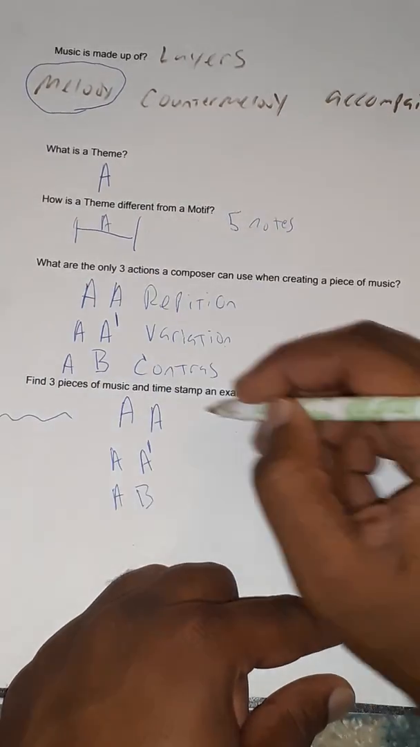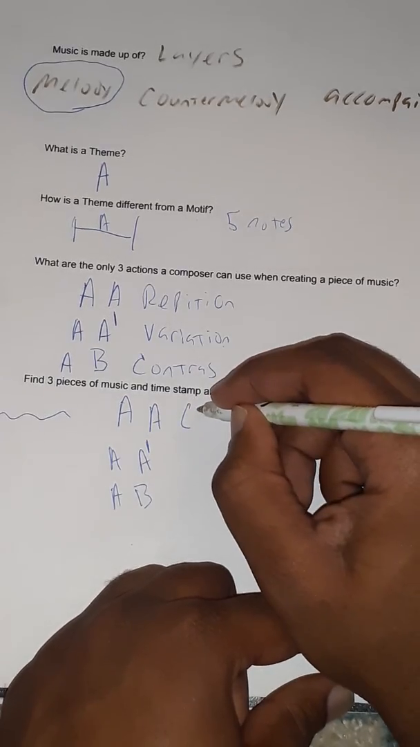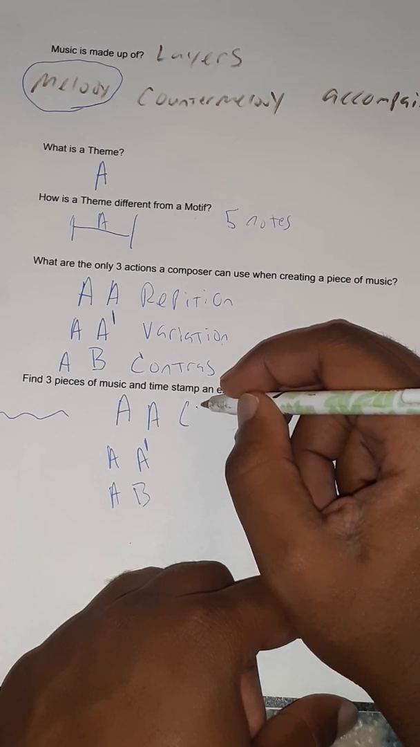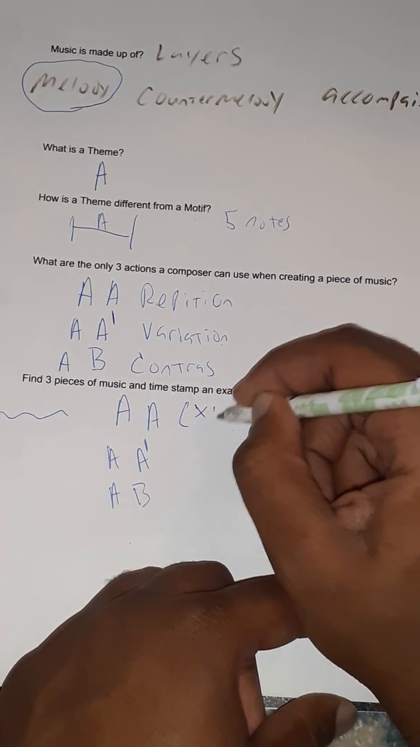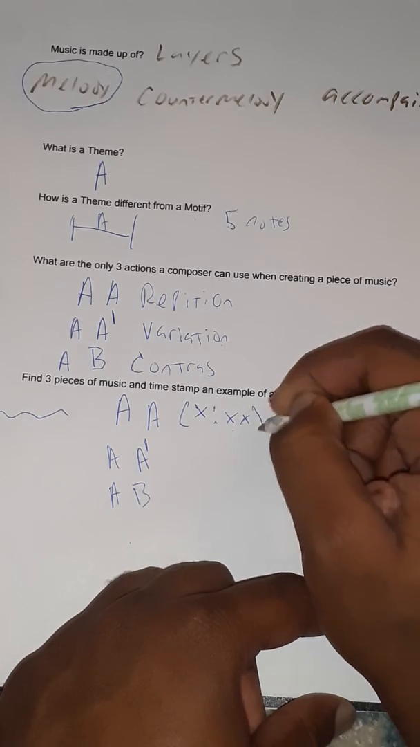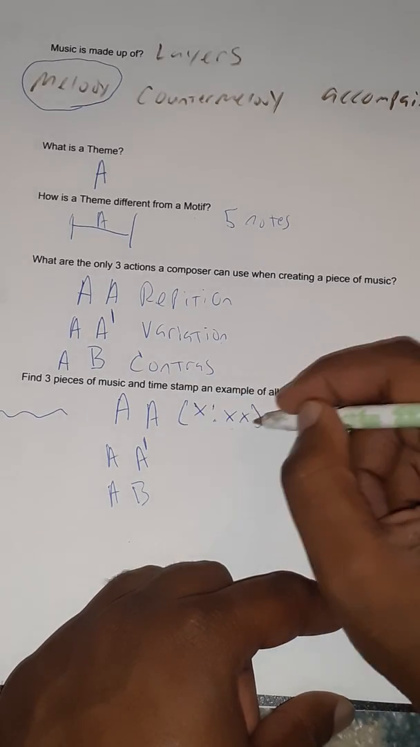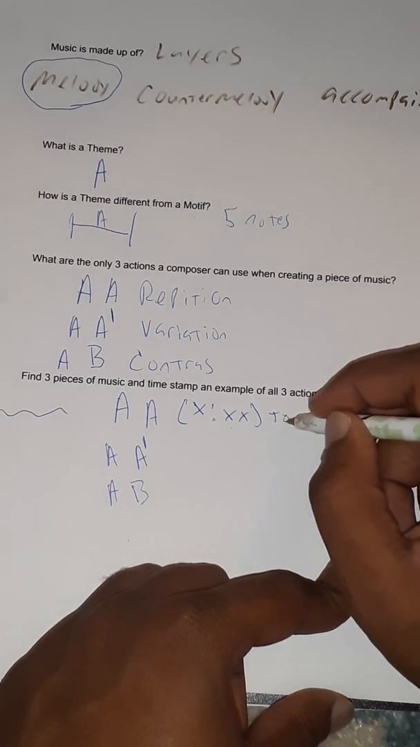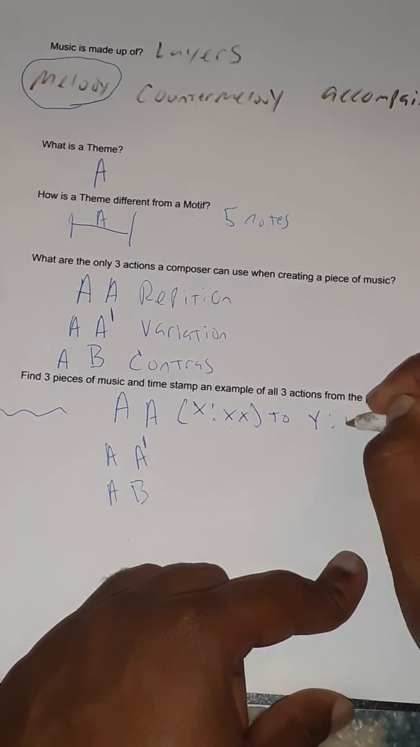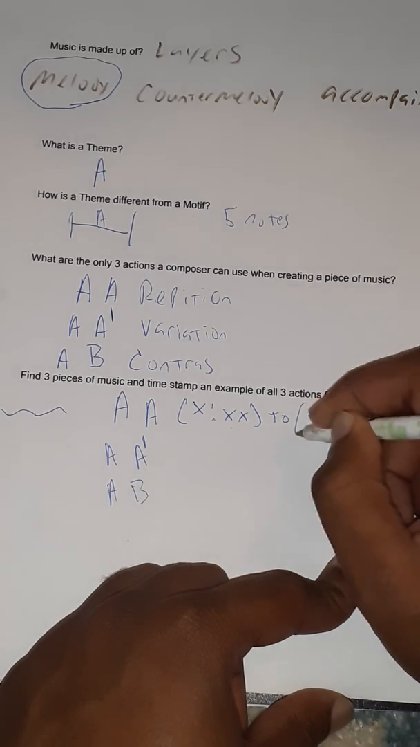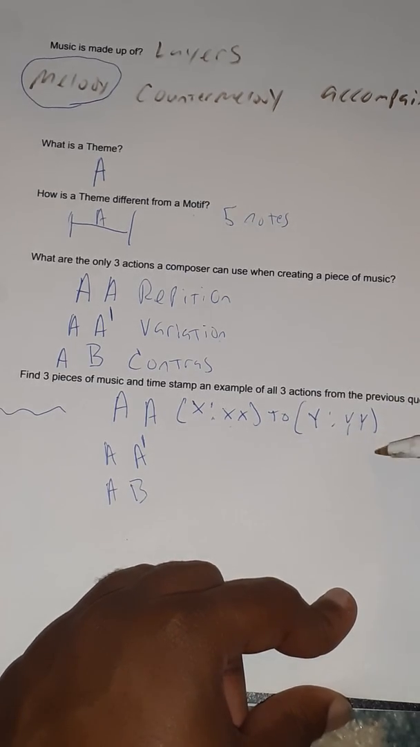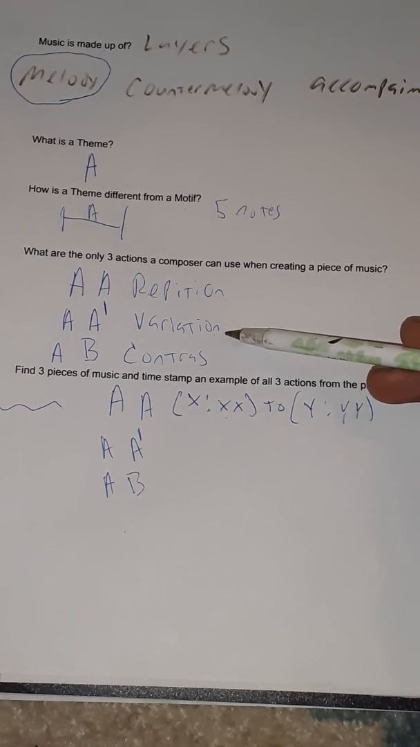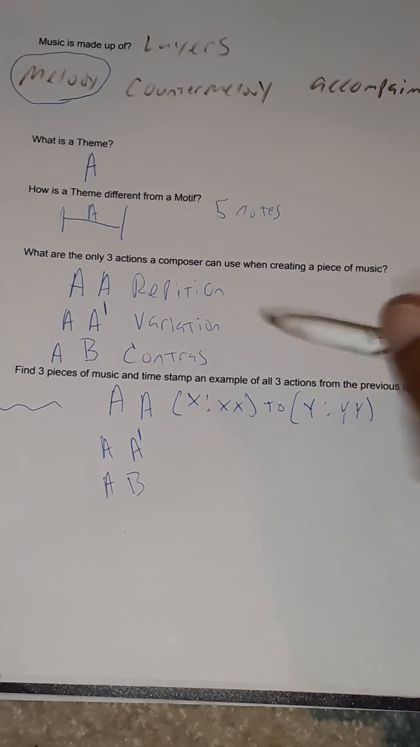So here's my link, and then put in a timestamp. You're gonna look under the video and find the numbers of where you are in the video. It's gonna look something like number, number, number. Tell me where I should start to watch the video, and then where I should end watching the video. And you're gonna do that 3 times: 1 for repetition, 1 for variation, and 1 for contrast.